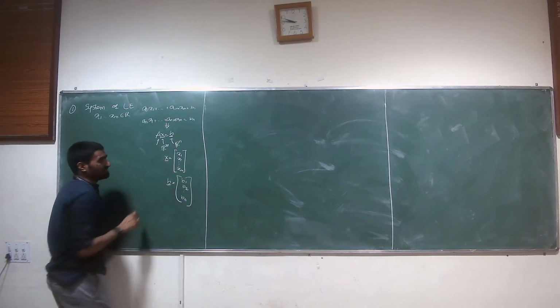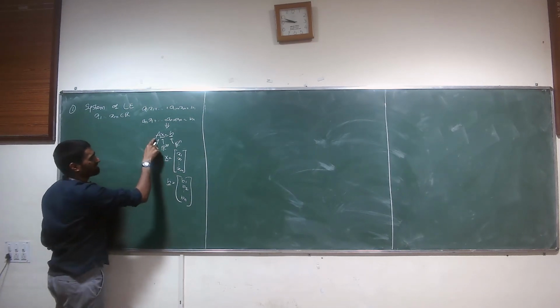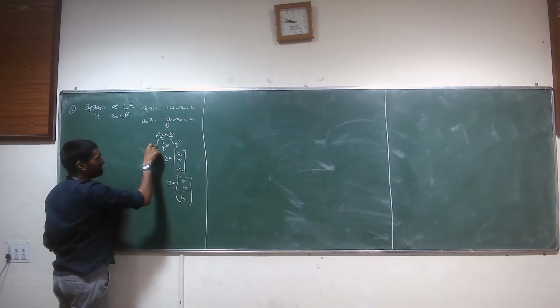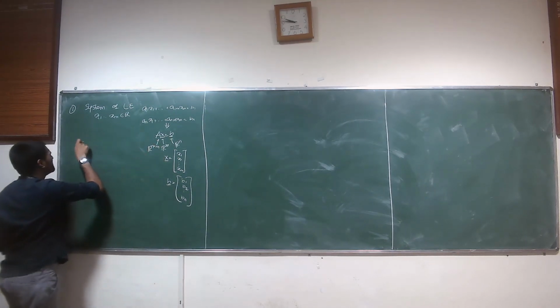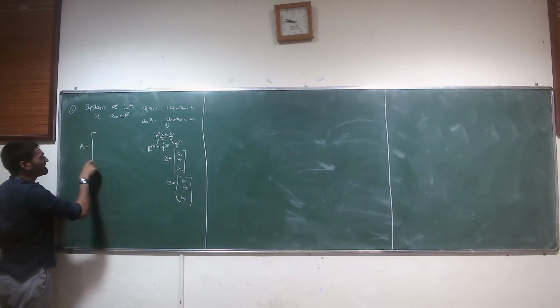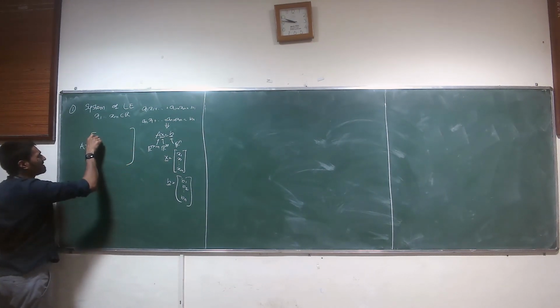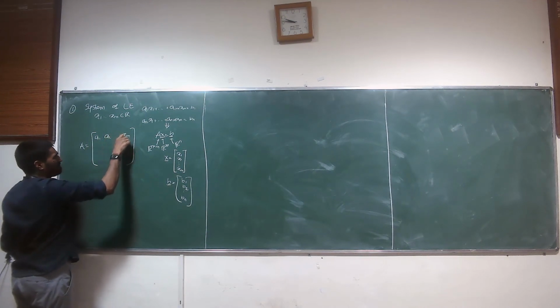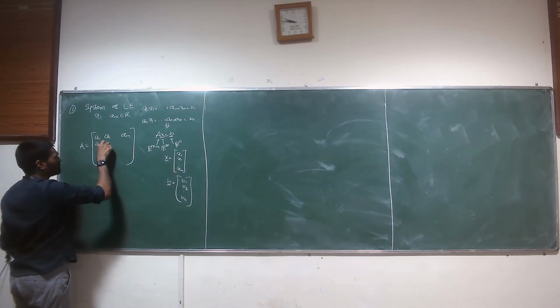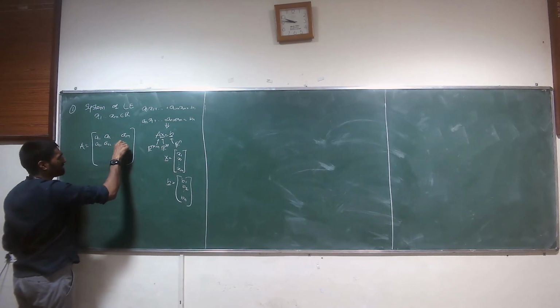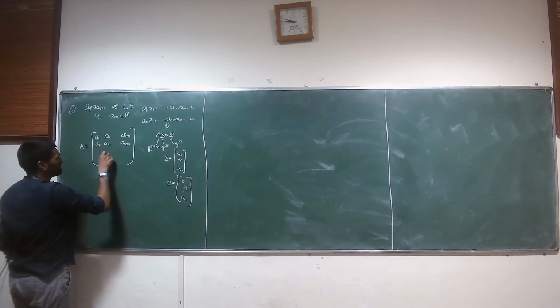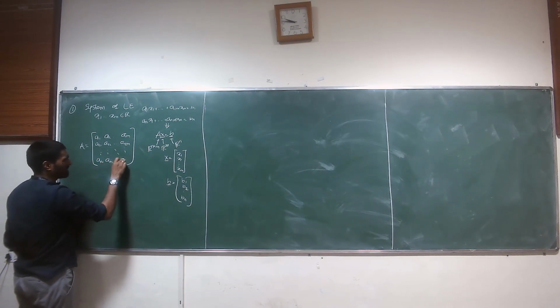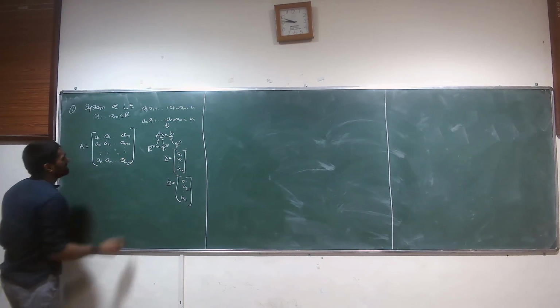So what size would A be? n cross m. And what is A? What are the elements of A? A11, A12, up to A1m; A21, A22, up to A2m; An1, An2, sorry, up to Anm. Okay.